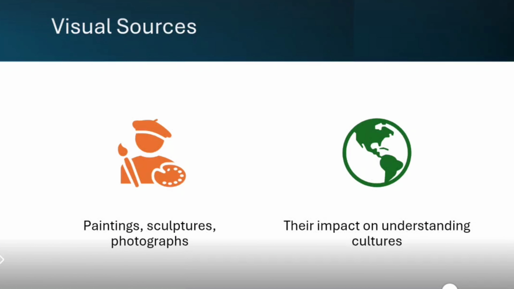Next one will be the visual sources. Visual sources like paintings, sculptures, or any drawings tell us about artistic styles and cultural expressions. Even photos taken during important historical events, like the independence movement, are key to understanding the emotional, social, and cultural context.